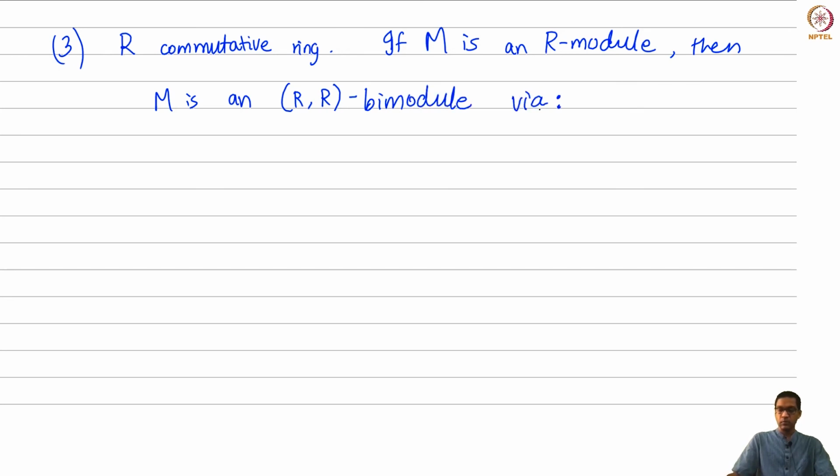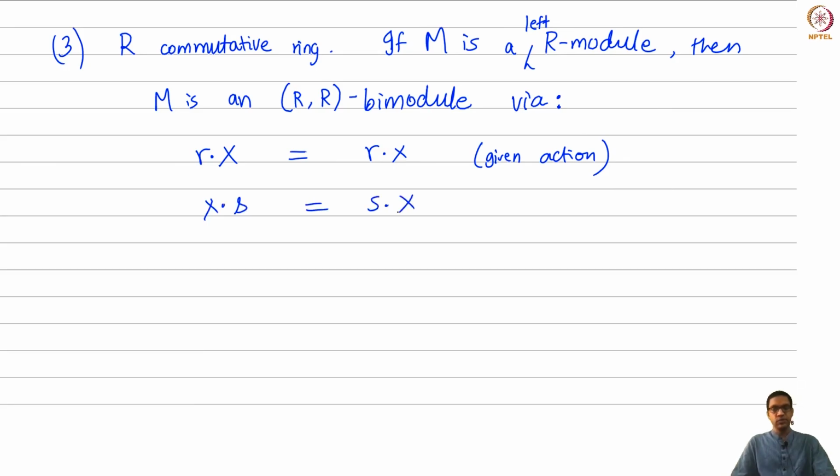Okay, how? Well, given an element x of M, you must define what left multiplication by R is. This you just define as whatever is given, because M is already an R module, so you can think of it as, let's say, a left R module. Okay, so this is the given action. Now how do you define right multiplication? Well, you still think of it as the same given action. Okay, this is also the given action, but now you act on the left in some sense.